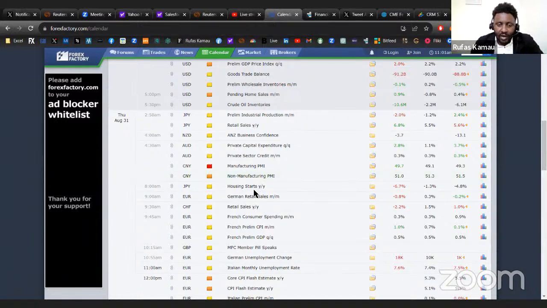Housing starts for Japan slumped lower to negative 6.7% compared to the previous reading of negative 4.8%, showing that Japan's housing is cooling down. German retail sales are down negative 0.8%. This is basically indicating a weaker German consumer. Retail sales for Switzerland are also down negative 2.2%, a weaker Swiss consumer.